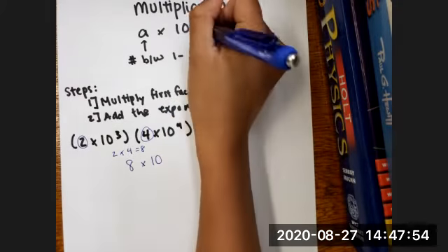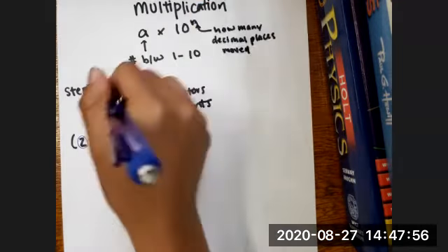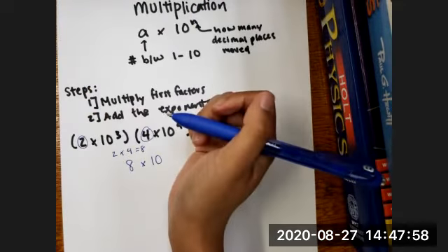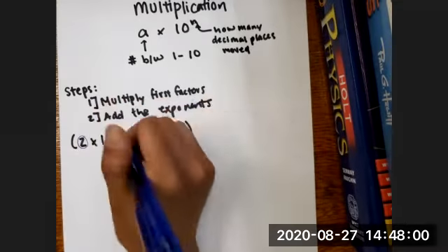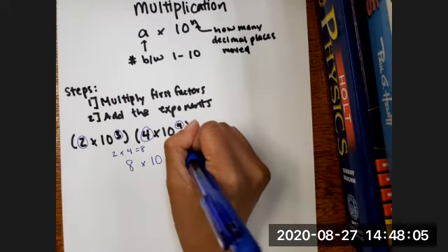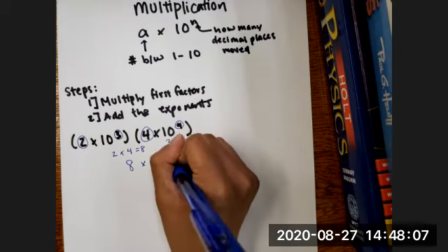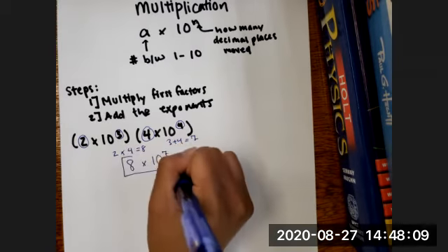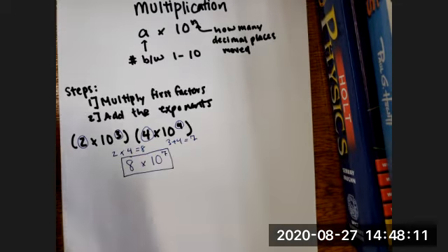And then I'm trying to figure out my n. But instead of counting how many decimal places they moved, all I have to do is add their exponents. So I have 3 and 4. 3 plus 4 is equal to 7. So for that first one, my answer is going to be 8 times 10 to the 7th.